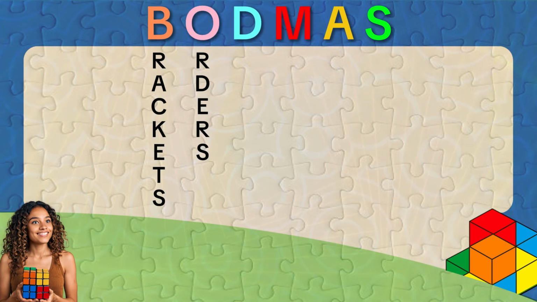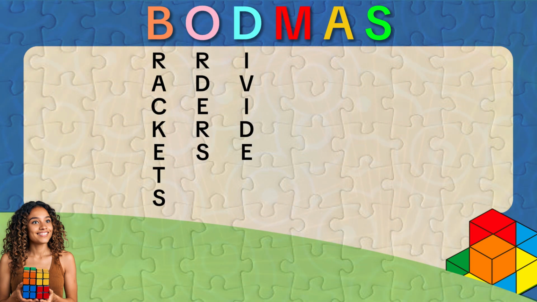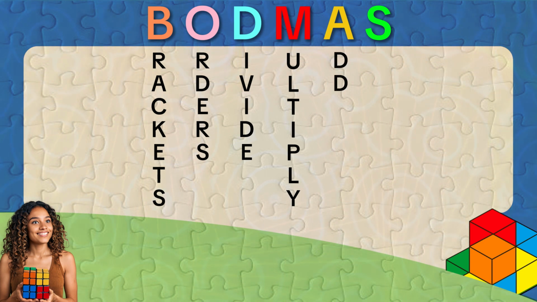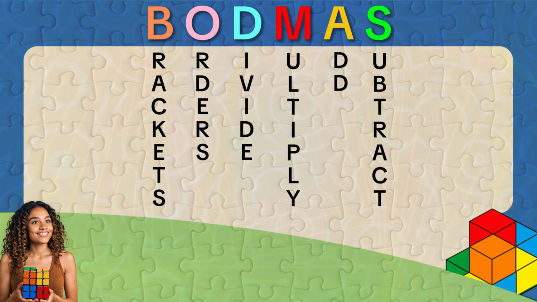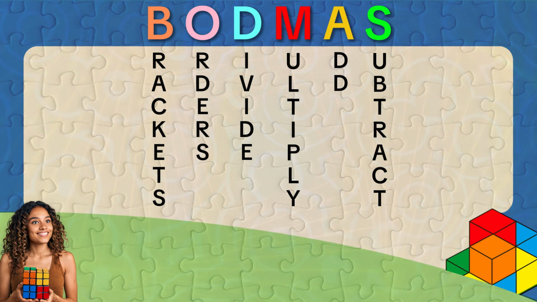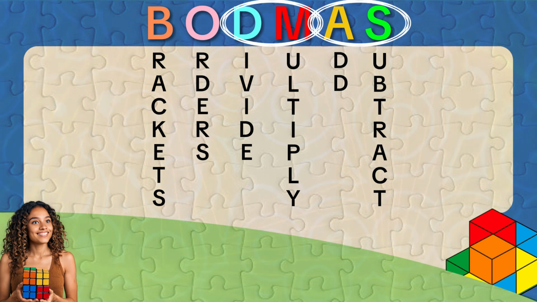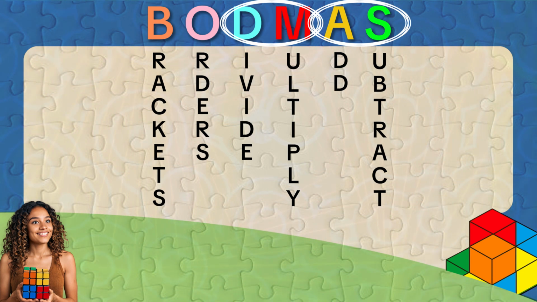So the D is for divide, the M is for multiply, the A is for add or addition, and finally the S is for subtract. So this is the order that you will complete operations in, but be mindful when you have division and multiplication, and when you have addition and subtraction, you will do those pairings from left to right.